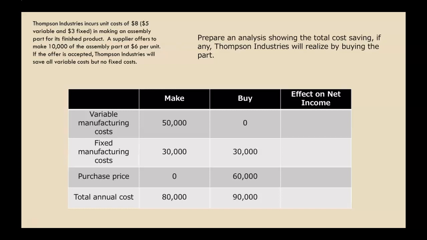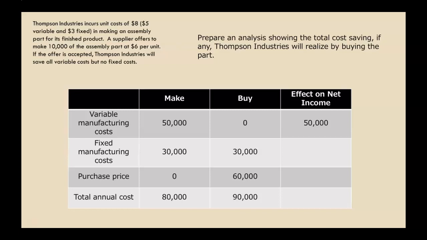Now we need to think about the effect on the net income. So what we're going to be doing is we're going to be comparing the make versus the buy column, right? So just with variable, if we were to make these products, we would have $50,000 in variable costs. If we were to buy them, that would go down to 0. So a decrease in cost is going to have an increasing effect on our net income. So we show that as a positive 50,000.